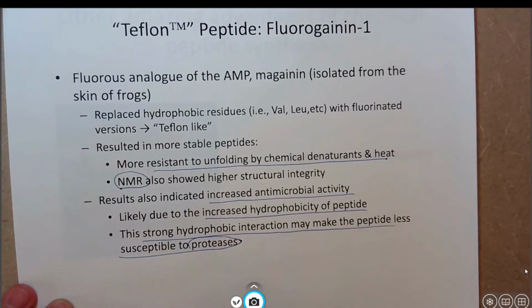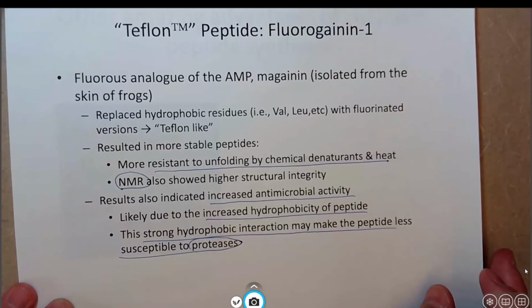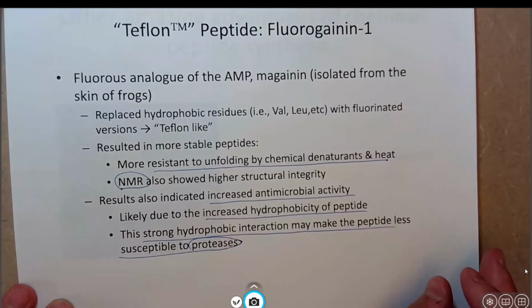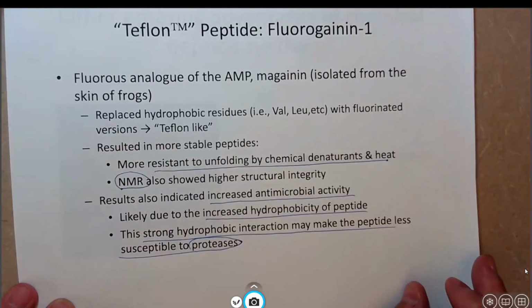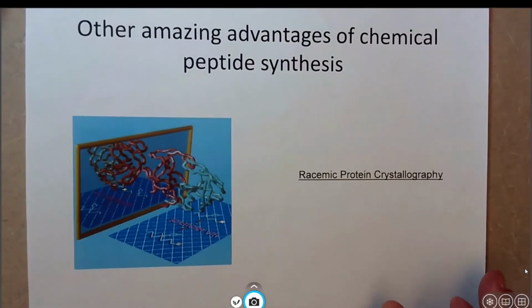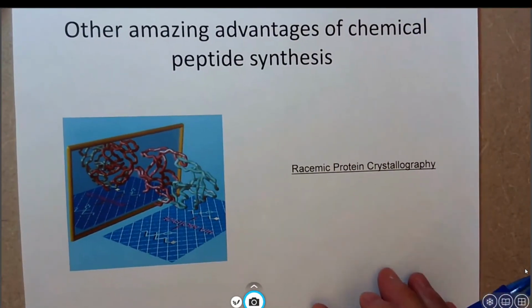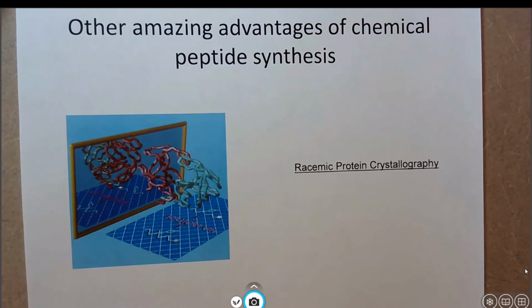Okay, so this is an example of peptidomimetics incorporating fluorines. And the power of solid phase peptide synthesis allows researchers to put these amino acids in a controlled fashion. So that's one example. The last example I want to talk to you about today, this is the last slide, is the other amazing advantage of chemical peptide synthesis.